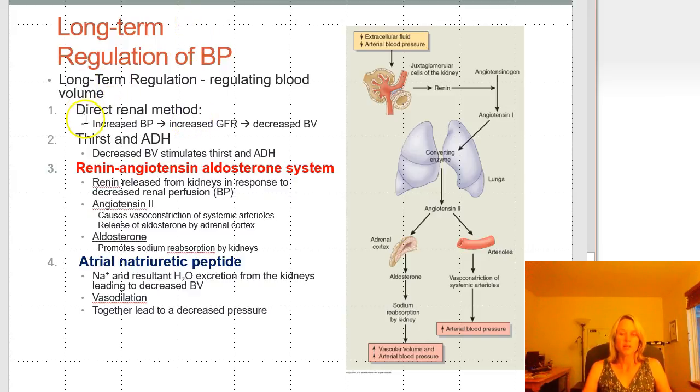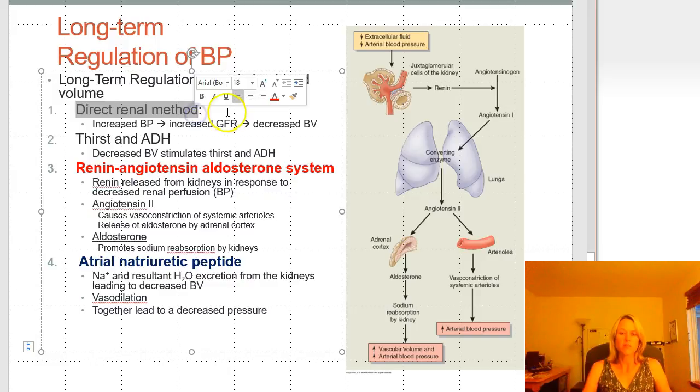The first mechanism actually is the direct renal method. So this is fairly straightforward. If we have an increased blood pressure, that's going to lead to an increased glomerular filtration rate. So then you're going to pee out more, and that would lead to a decreased blood volume, and thus that would cause a decreased blood pressure.